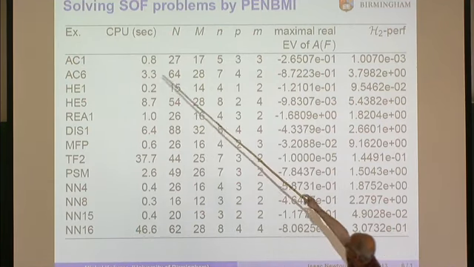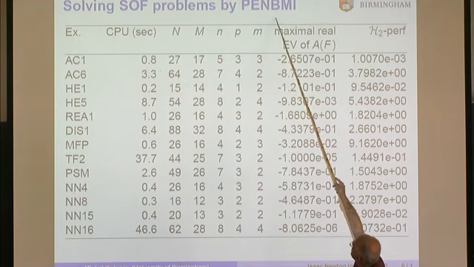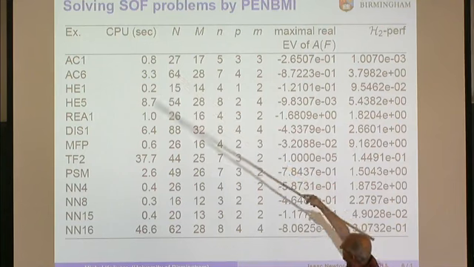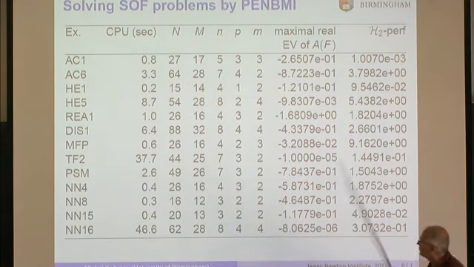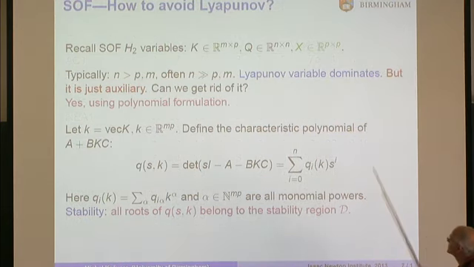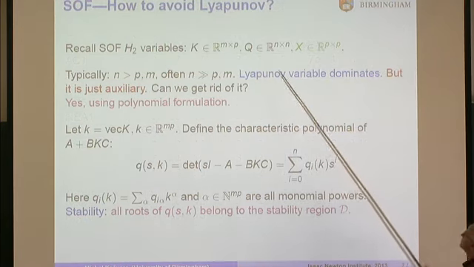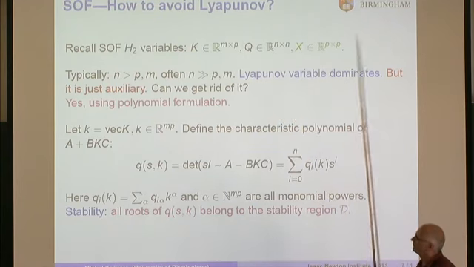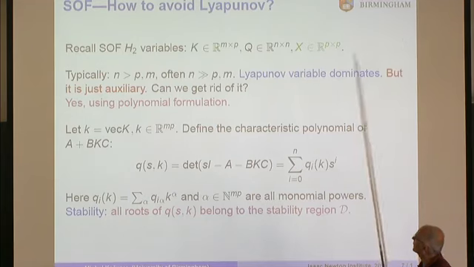You can see that's the CPU time. This was computed by PenBMI, the C code, and you see that everything could be computed quite quickly. But as I mentioned, the trouble here is the Lyapunov variable. So our question was, can we avoid that auxiliary variable?